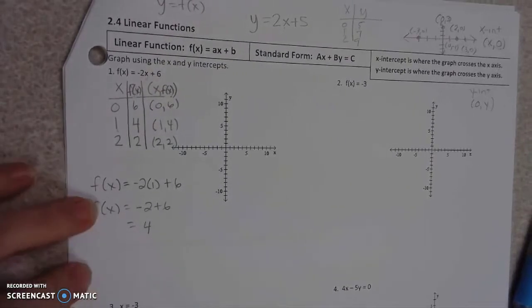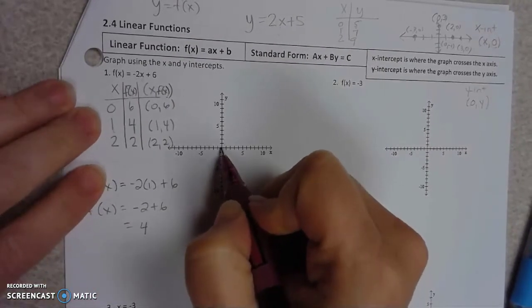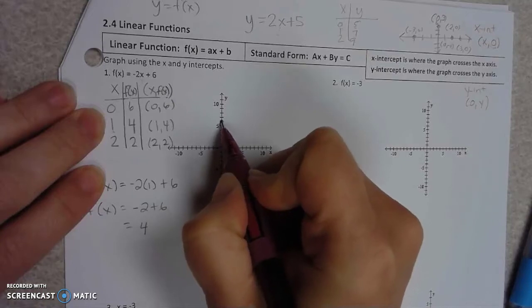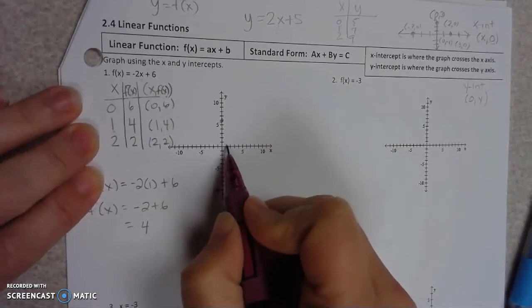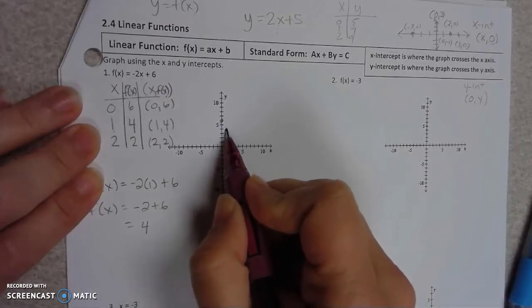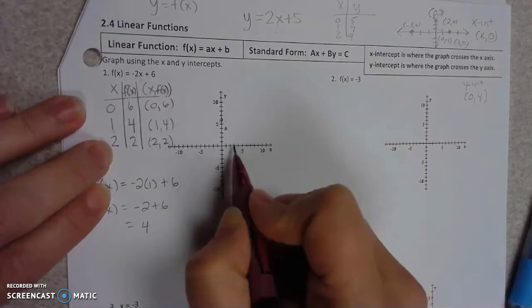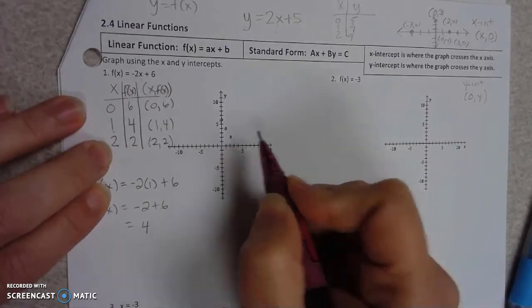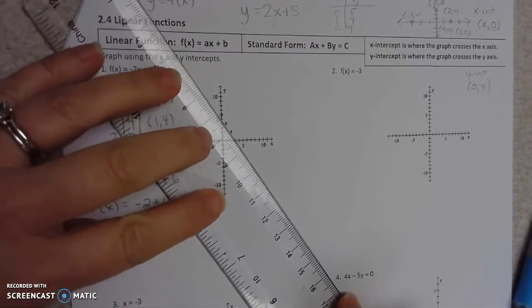I can plot those. So from my origin always, I'm going to go none left or right, but up 6. And then for the point 1, 4, at the origin, I'm going to go right 1 and up 4. And then once again, from the origin, I'm going to go right 2 and up 2. And as you get more points, you should start to see how they are lining up in a straight line.